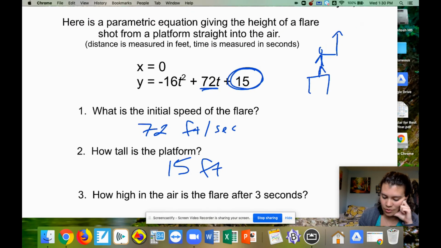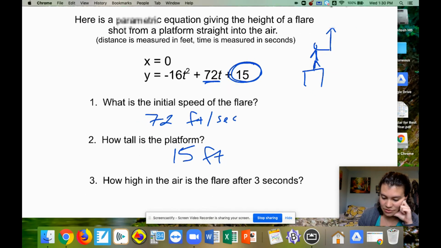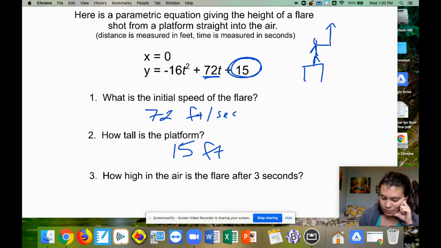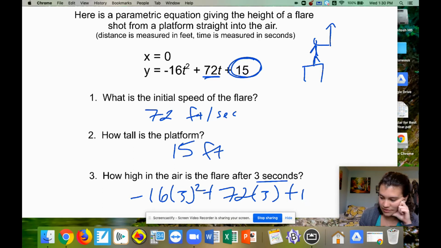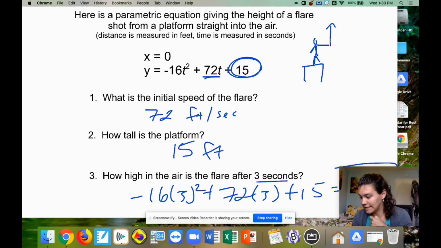And then how high was this after 3 seconds? That's what you're going to use the equation for. So you can plug in 3 seconds. Negative 16 times 3 squared plus 72 times 3 plus 15, you'll get 87 feet. So that leaves us with a question, what is this? If you've been in physics or other classes, that's gravity. And this is gravity in feet per second.